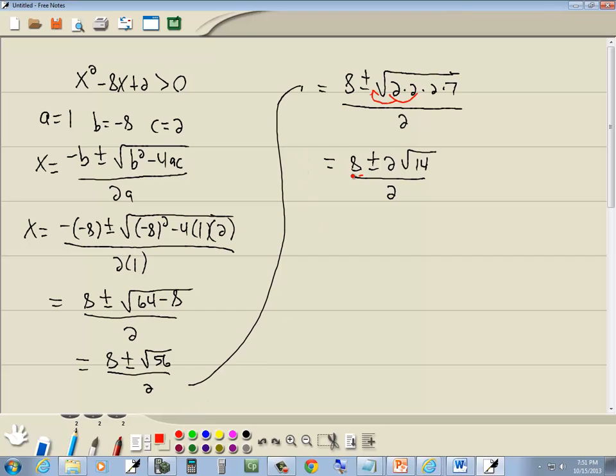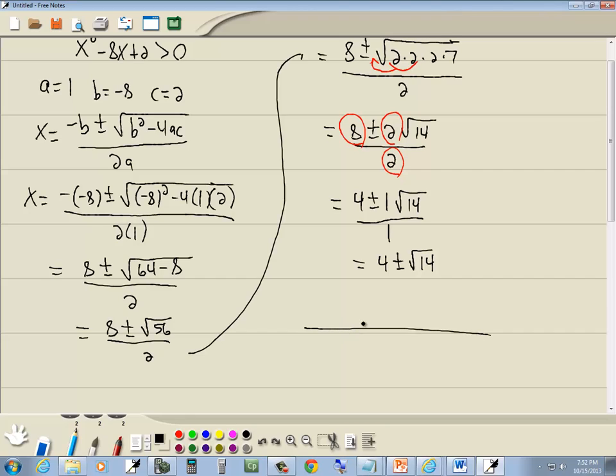They should call this a 3-number rule. When working with the quadratic formula, if you can divide this number, this number, and this number by the same number, do so. And those are all divisible by 2. 8 divided by 2 is 4, plus or minus 2 divided by 2 is 1, square root of 14, all over 2 divided by 2 is 1, which gives us 4 plus or minus square root of 14. And those are our critical values.